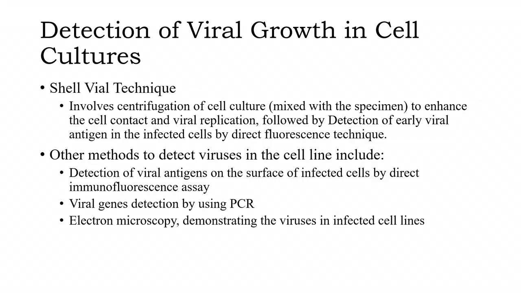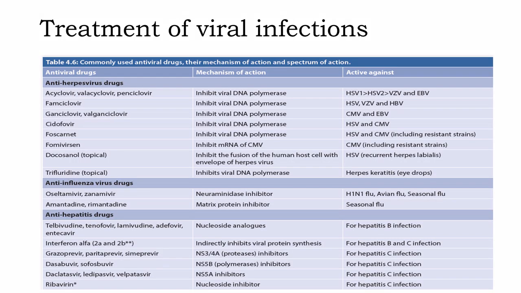Then you have the shell vial technique, which involves centrifugation of the cell culture. It enhances cell contact and viral replication, and you can see this growth by the direct fluorescence method. Others include detection of viral antigens on the surface of infected cells, viral genes by PCR, or you can also use an electron microscope to look at the growth of the viruses.